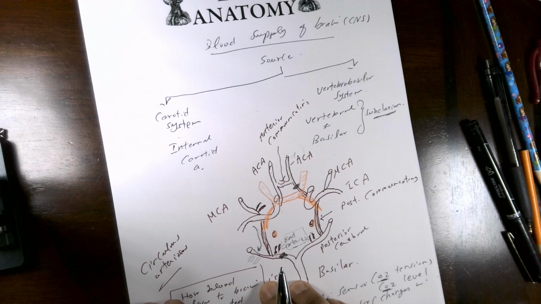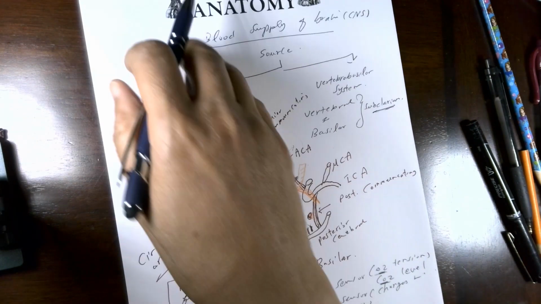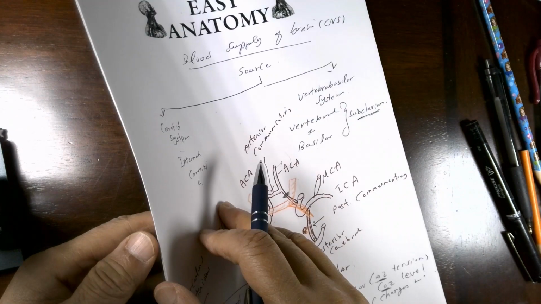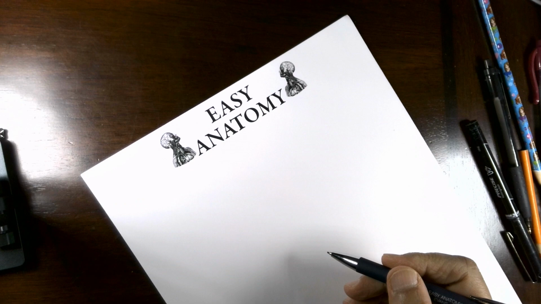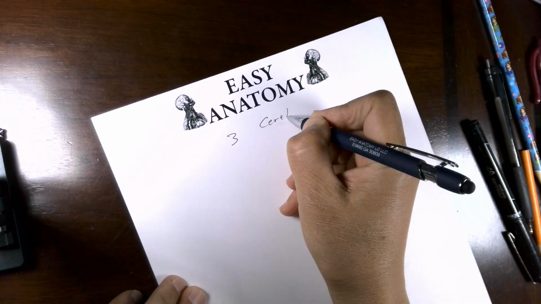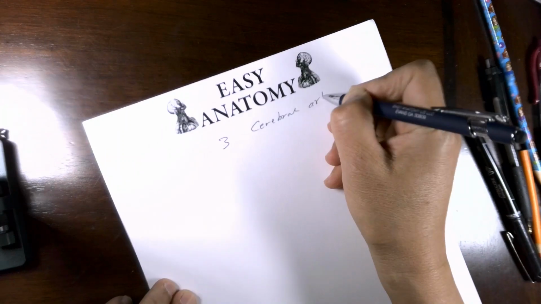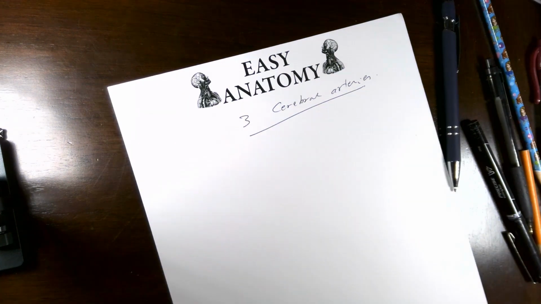Let us move forward and go to individual branches, which are the 3 cerebral arteries. So we have 3 cerebral arteries. This is our major talk now. I want to cover what are the areas supplied by those 3 arteries.